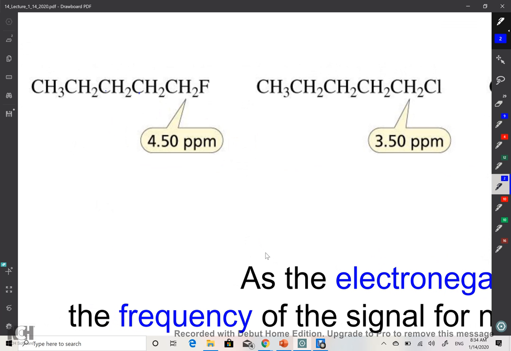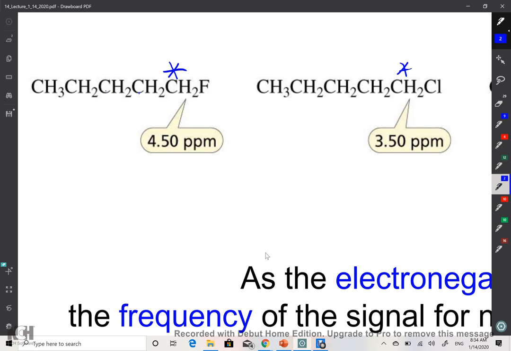They're basically similar molecules. The only difference is chlorine versus fluorine. We are looking at the hydrogen standing next to the electronegative group, and you can see their chemical shifts are different. That is because one is connected to fluorine, which is more electronegative than chlorine, so the one connected to fluorine will have a higher chemical shift. Fluorine pulls electrons and deshields that hydrogen more than chlorine does.